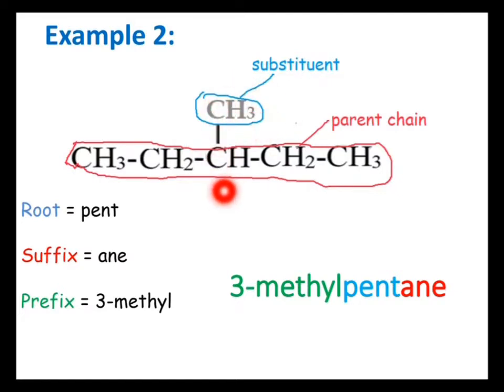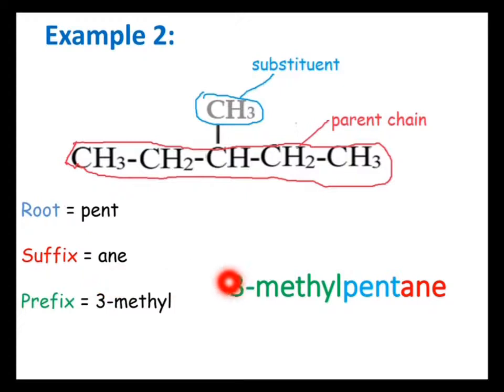But you have to know the location. Okay, it is on the 3rd carbon of the parent chain. Let's count. 1, 2, 3. You have to also count from the back to see if you have a different number for the position. So let's count from here to 1, 2, 3. So from either side, the carbon that has the substituent is 3. So we have to choose 3.